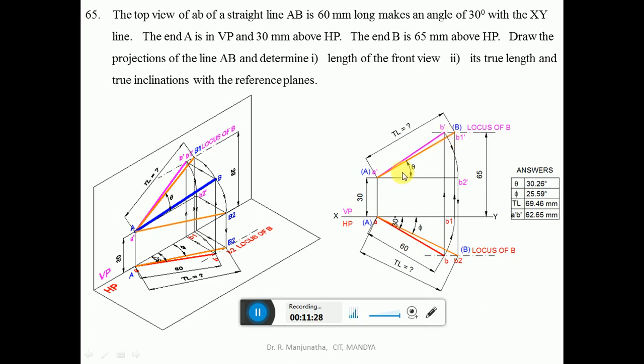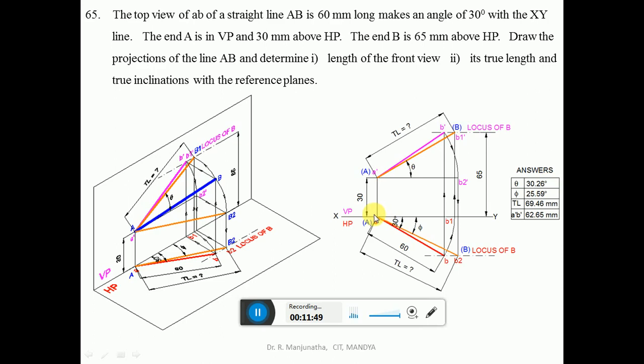Both will have the same distance. The true length will be 69.46 when you are doing it in the computer. When you are doing it manually, it will be 69 mm. Similarly, by using the protractor, you measure the angle of the true inclination with respect to HP, which is theta, which will be 30.26 when you are doing it in the computer. When you are doing it manually, it will be 30 degrees.